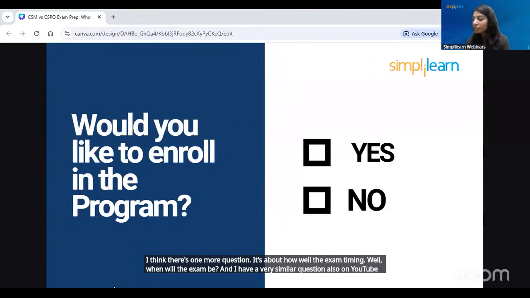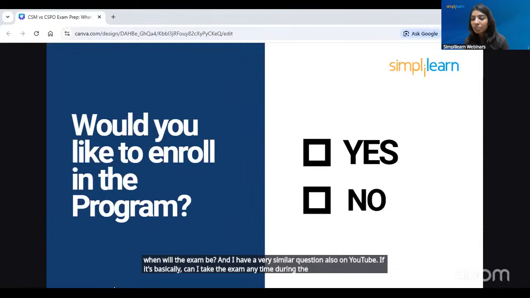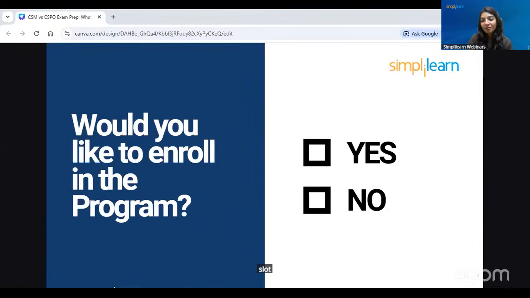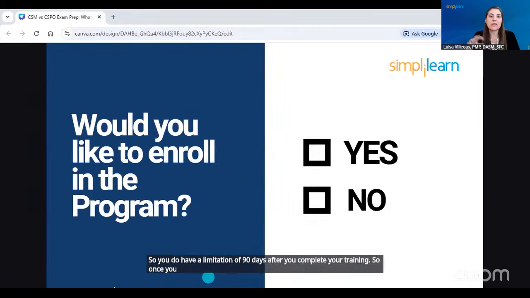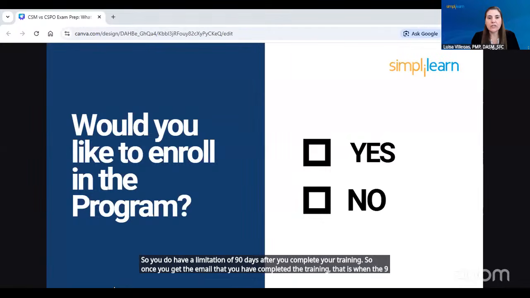If it's basically, can I take the exam anytime during the year, or is there a fixed slot? So you do have a limitation of 90 days after you complete your training. Once you get the email that you have completed the training, that is when the 90 days clock starts ticking and you have to take the exam within those 90 days.